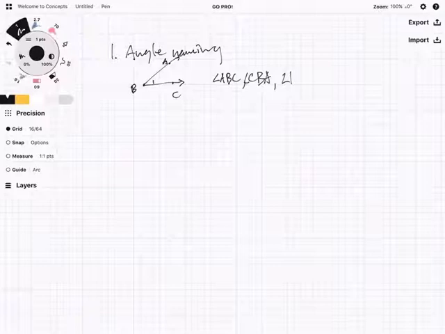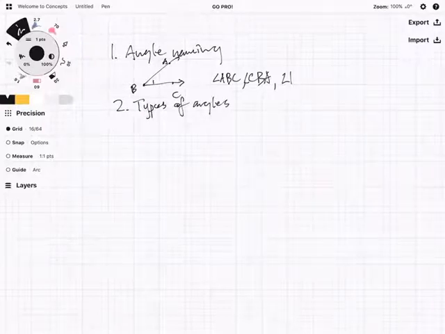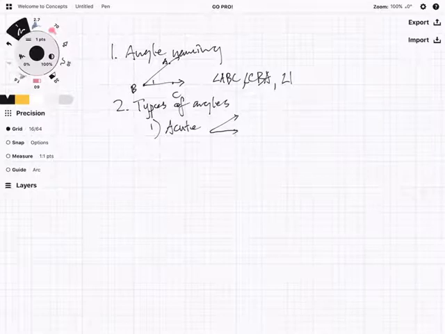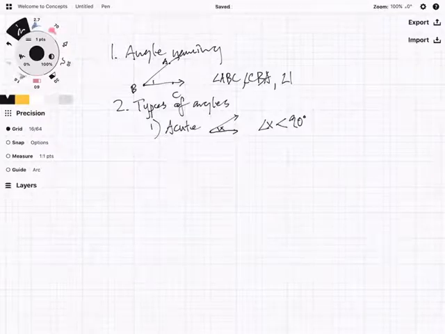Next, we're going to be talking about types of angles. So first up, we have acute angles. Acute angles just means that they are less than 90 degrees. So let's have angle X right here. As you can see here, this angle X is less than 90 degrees.